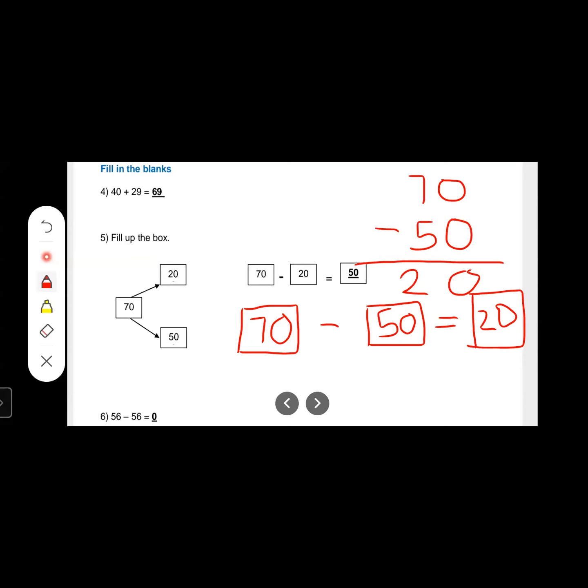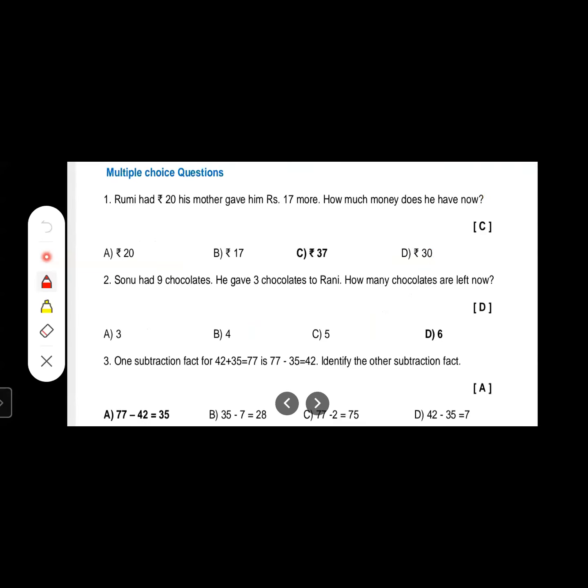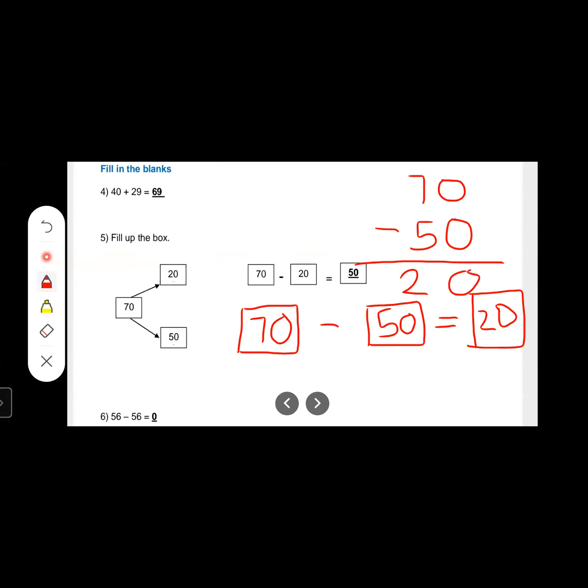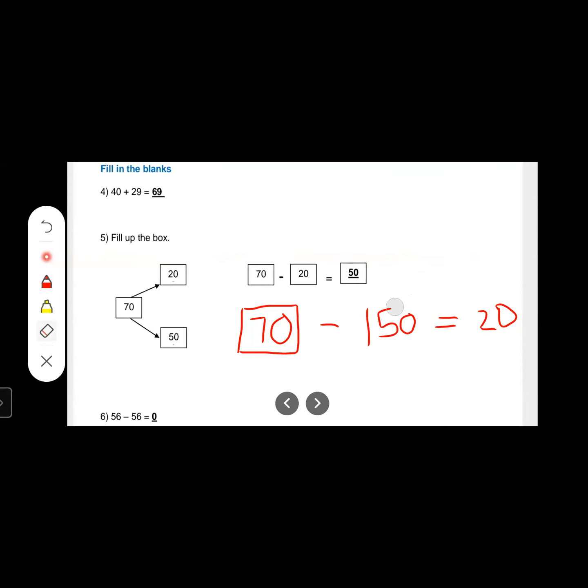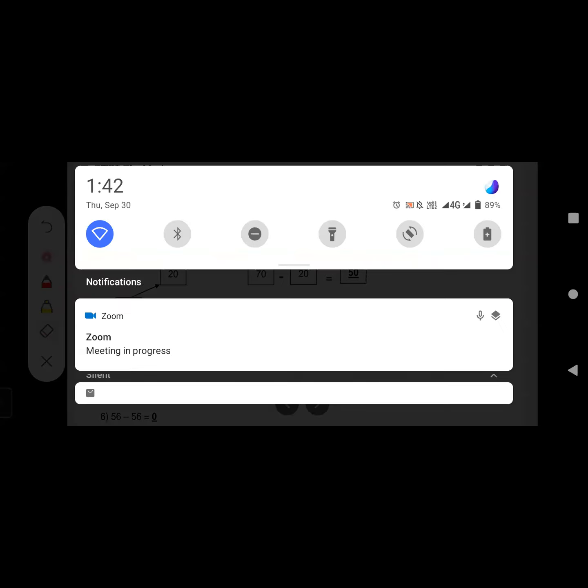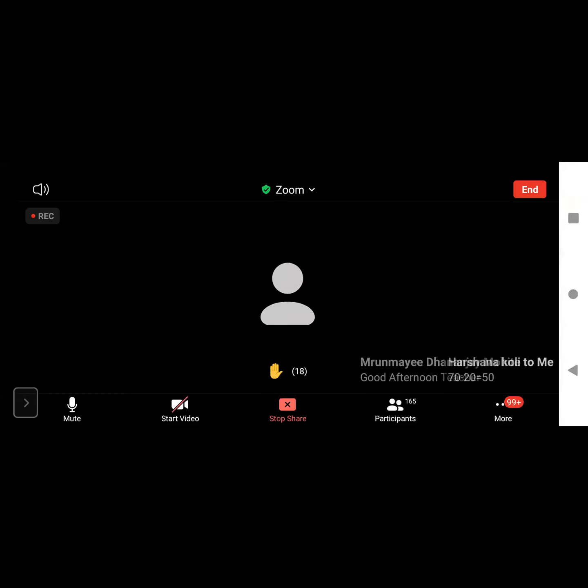Therefore, 70 minus 50 is equals to 20. Like this in the exam also you will do. Okay, you will be given one addition fact like this. Yesterday also we did, right? Then you had to make 2 subtraction sums. Did you understand? Type yes if you have understood in the chat box. Yes, very good. Okay. Now we will do another sum.